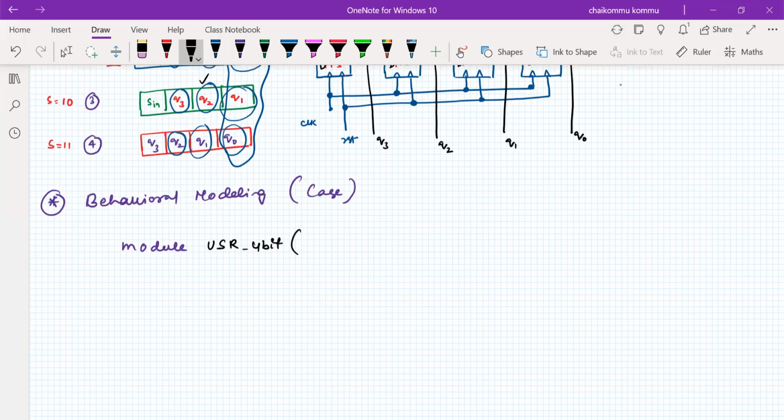What are the variables that we have seen? D, clock, reset, next SIN, serial out, next Q is also there. Am I right? I think these are all the things. Yeah, selection line is also there.